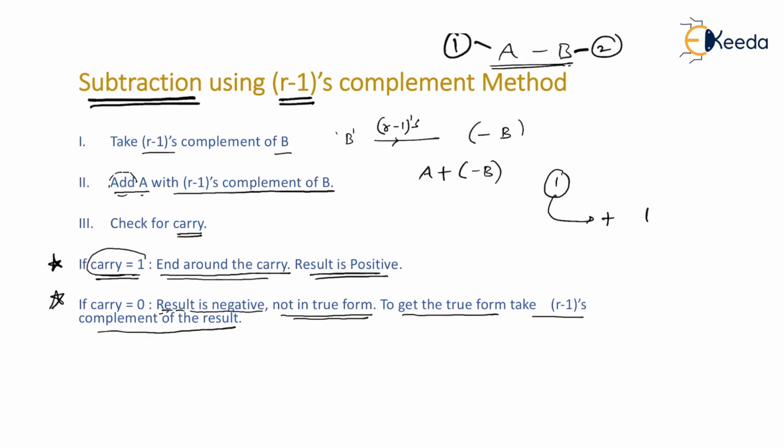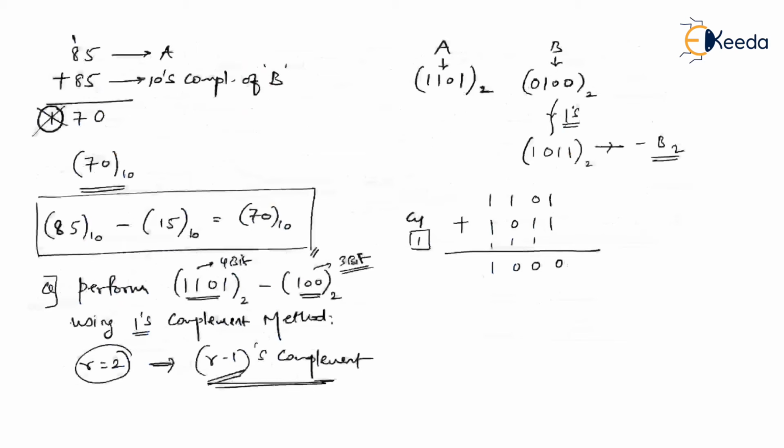It is clearly written, if carry equal to 1, end around the carry and consider the result to be positive. Let's do the same. Don't forget, whenever carry equal to 1, in r's complement method, we literally discard it. So here we are going to take this carry and add it with the lowermost bit. That is what we call end around carry. So what result do you get? You get 1001 to the base 2. Of course, the result should be considered positive because we have end around carry. Carry equal to 1 indicates the result is positive.